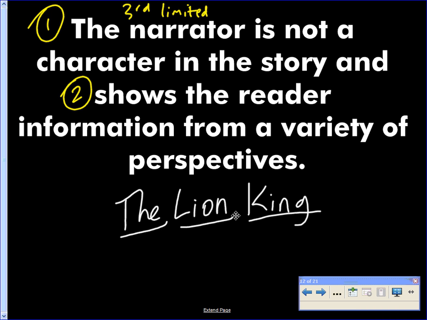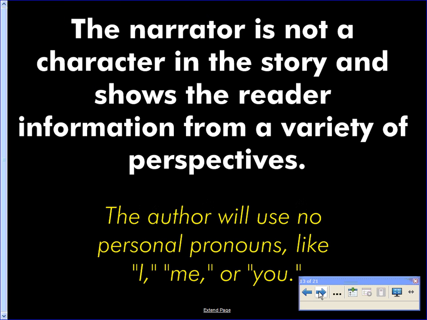That's third omniscient. But you don't have any examples from the literature you've read through this unit. Same pronoun criterion as before. So if you want to just copy and paste the pronoun criterion from elsewhere in your notes, feel free to do so. So the author will once again not use personal pronouns like I, me, or you. If you see any of those personal pronouns, you know that you are dealing with some sort of first or second person voice.